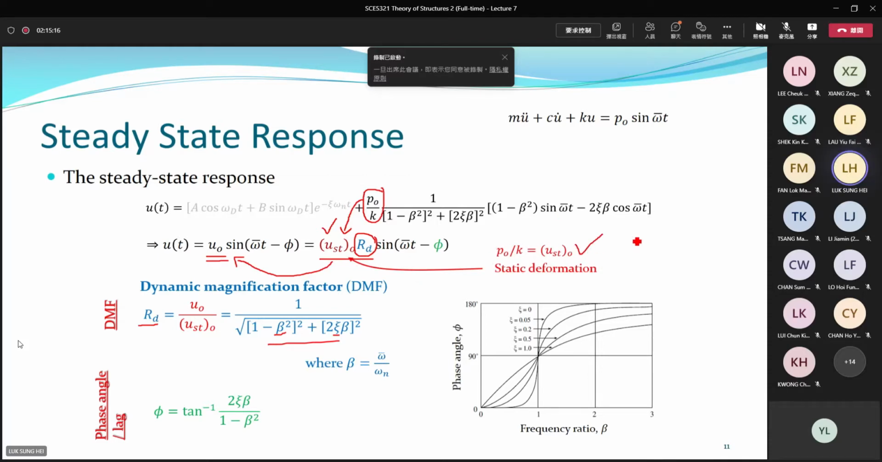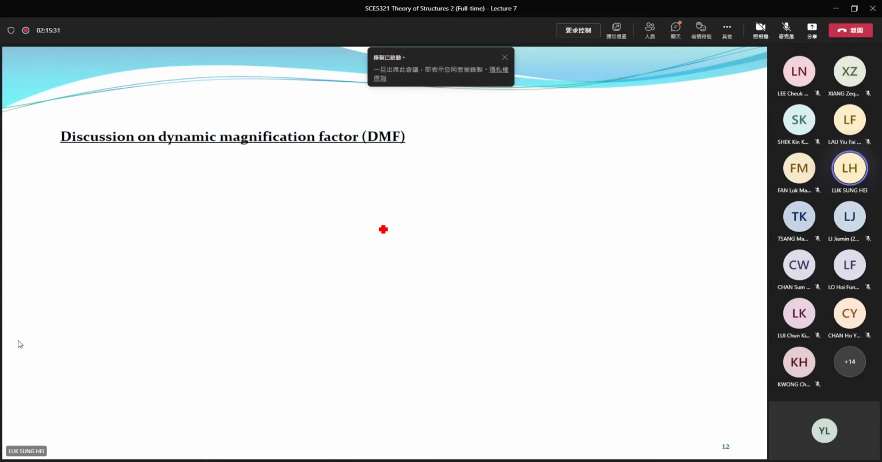UST is called static deformation. UST is calculated based on P and K. These are two constants for given problems. Well, I use two examples to discuss what is the dynamic magnification factor and the phase angle. When we just look at the previous equation, maybe it's quite difficult to understand the physical meaning. So here I use two simple examples to illustrate the dynamic magnification factor and also the phase angle.